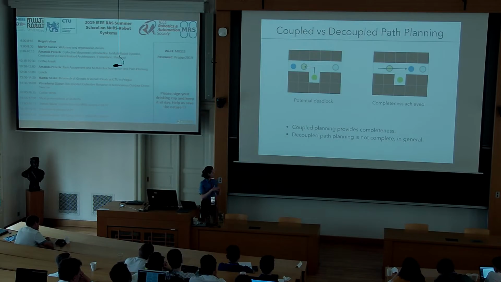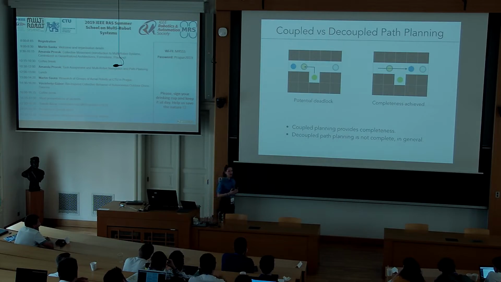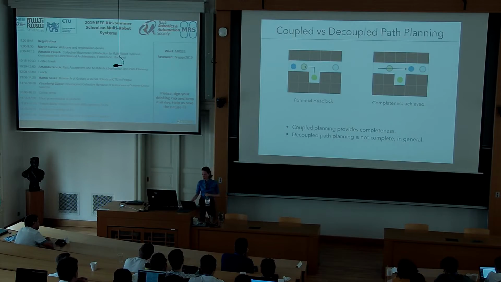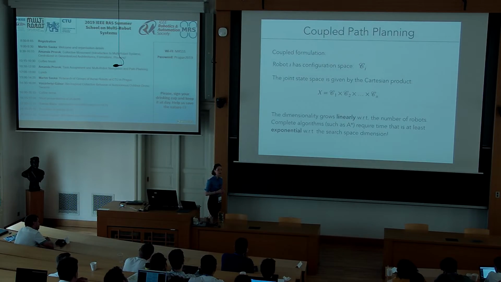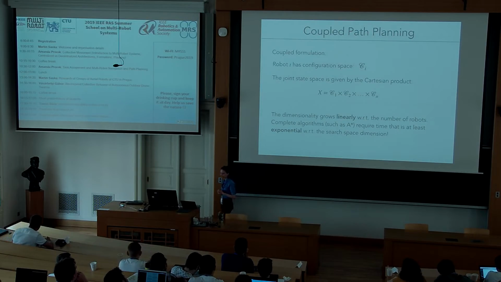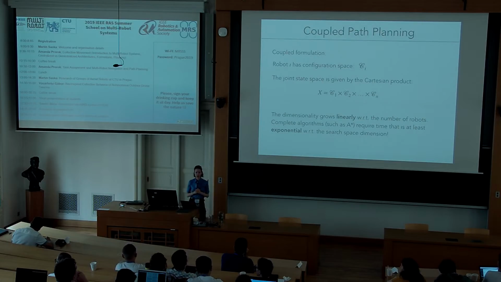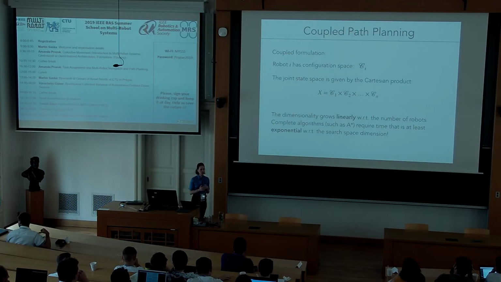If coupled algorithms achieve completeness, then why don't we just ditch the decoupled ones and stick to the coupled algorithms? That is exactly something I want to elucidate a little bit, because coupled path planning turns out to be very, very hard. So why is coupled path planning so hard? We have to look a little bit at how these problems are actually formulated in order to get an intuition of the methods that we would end up having to use in order to solve these problems, and what the underlying complexities end up being.